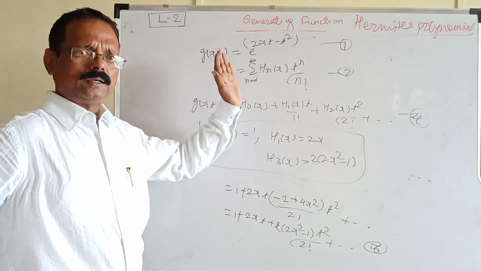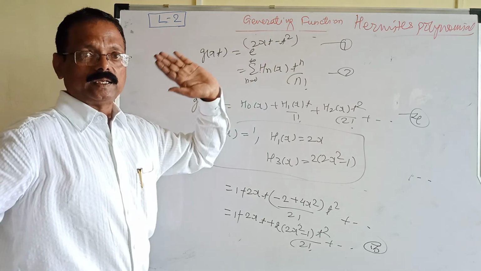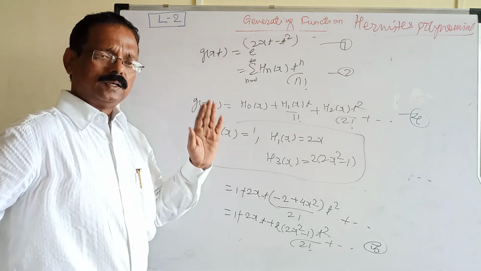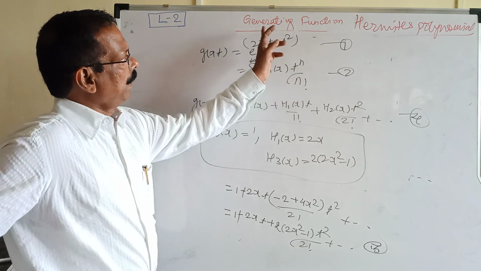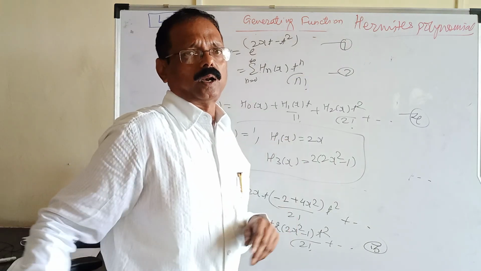Now similar to the generating function for Legendre's polynomial, we will solve 3 to 4 examples from the generating function for Hermite's polynomial.